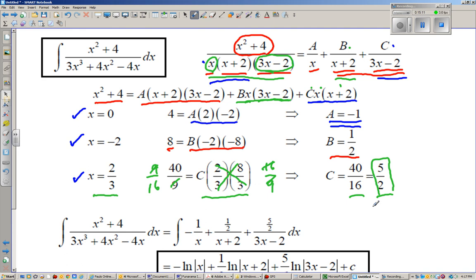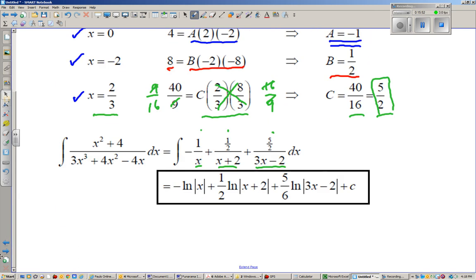So after all of that, I get this fairly complex function here, this rational function. I get it stretched into 3 partial fractions. And these 3 partials have denominators x, x plus 2, and 3x minus 2. We found the a, b, and c that goes upstairs. A was the -1, b was the half, and c was the 5/2. And so now, in the last step, I'm going to integrate term by term, right?